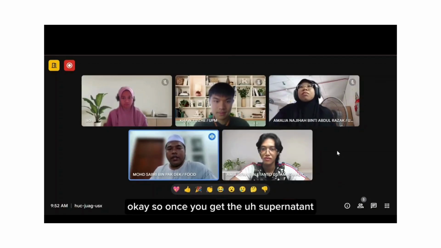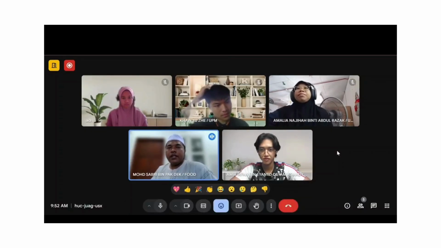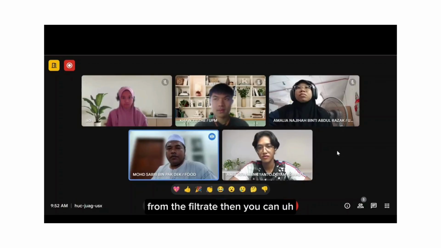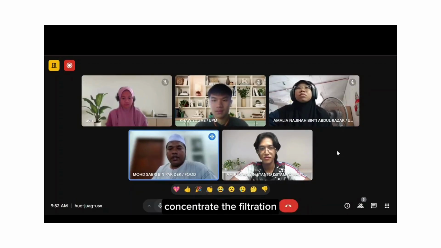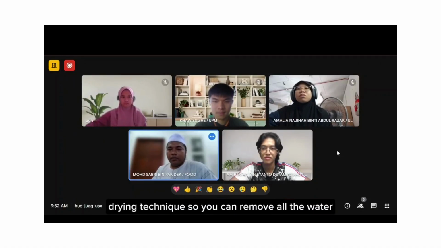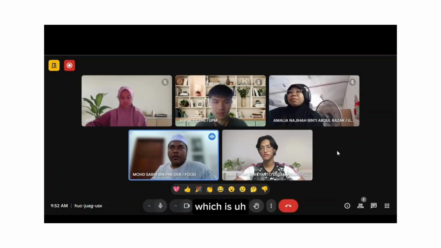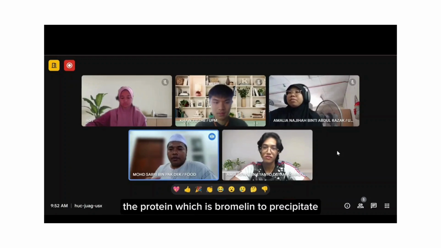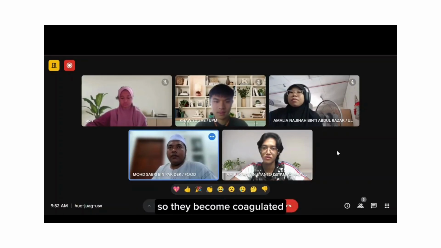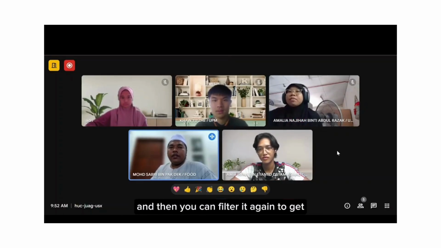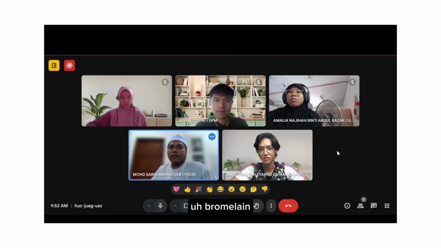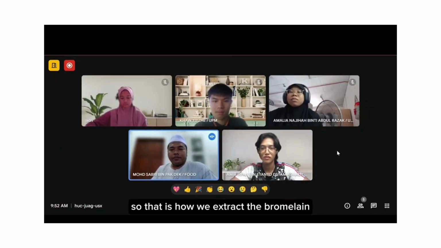Okay, so once you get the supernatant from the filtrate, then you can concentrate the filtrate. Either you use the drying technique, so you can remove all the water, all the solvent, or you can use the precipitation technique, where we allow the protein, which is bromelain, to precipitate. So they coagulate, and then you can filter it again to get the bromelain. So that is how we extract the bromelain.